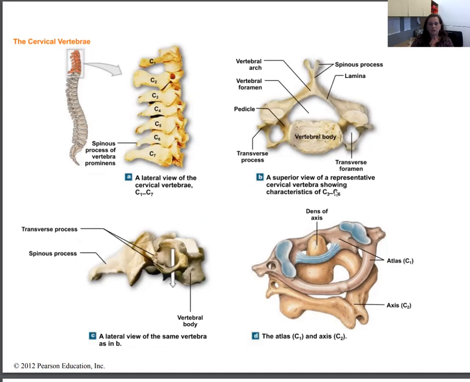You have two special cervical vertebrae. One is called the atlas and one is called the axis. Those real quick.